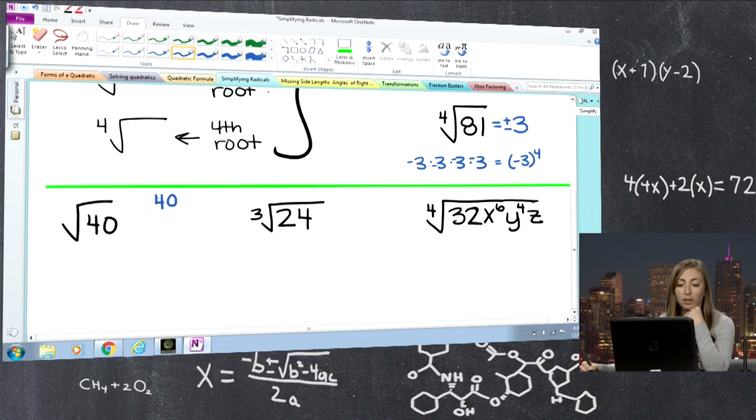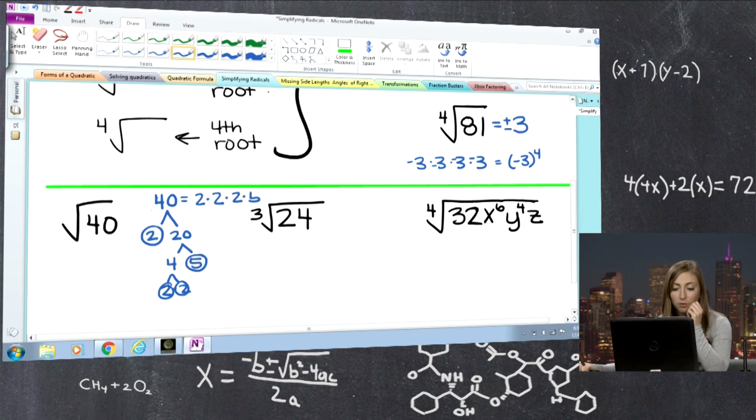My first tip when doing this is to factor the number or term that's underneath your radical completely. For example, if I had 40, I would break that down to all of its prime factors. So I'd say maybe 2 times 20. 2 is a prime factor, back to that factor tree that you maybe learned in elementary school. 20 we could break down more as 4 times 5. 5 is a prime factor. And then 4 we can break down to 2 times 2. So the prime factorization of 40 is going to be 2 times 2 times 2 times 5.